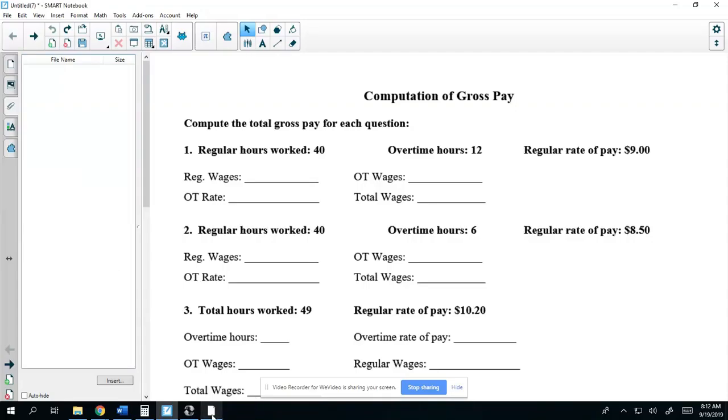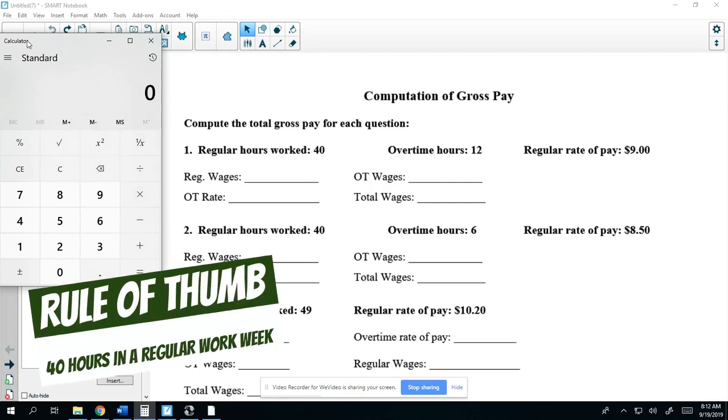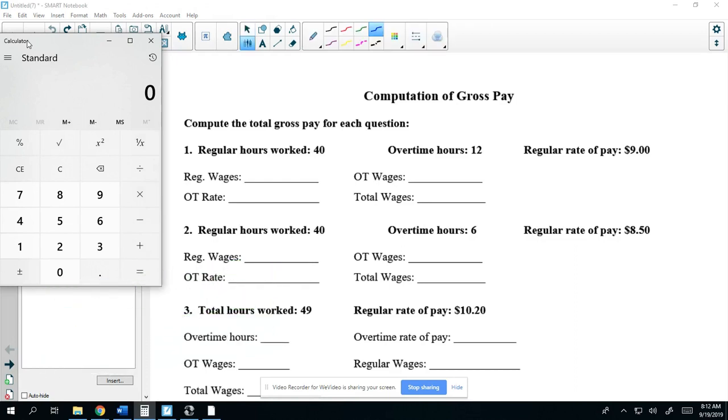Today we're going to be practicing some gross pay computations. We want to remember from last week that our rule of thumb is that there are 40 regular hours in a work week. Any hours beyond 40 will be counted as overtime.